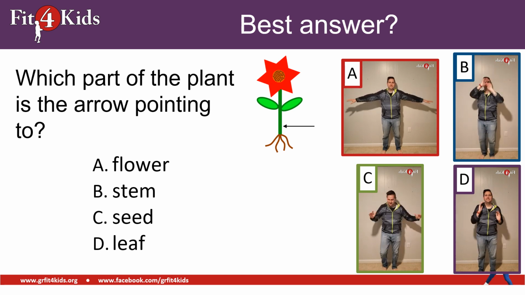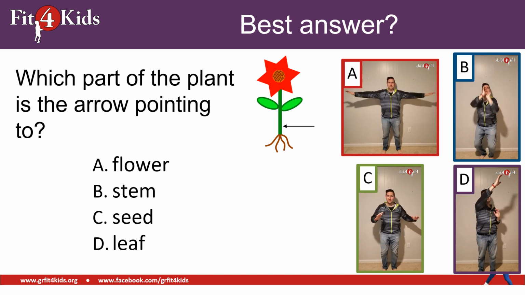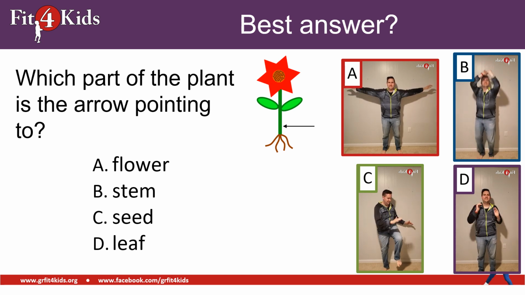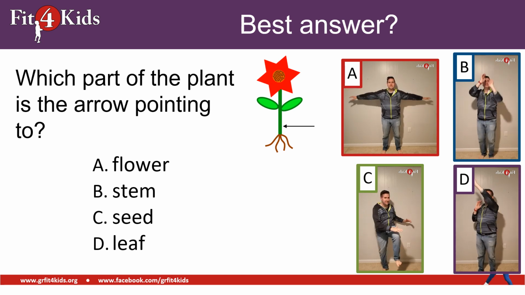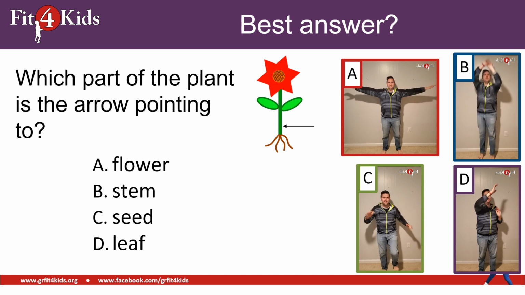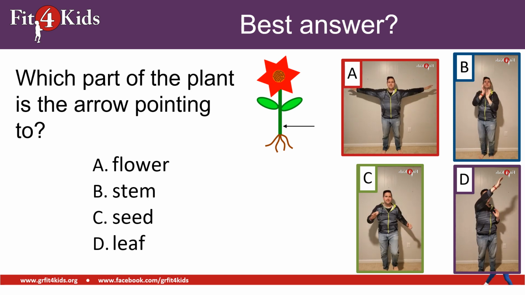Which part of the plant is the arrow pointing to? A, flower, B, stem, C, seed, D, leaf. Hope that you are doing B, basketball shots, because that is pointing to the stem.